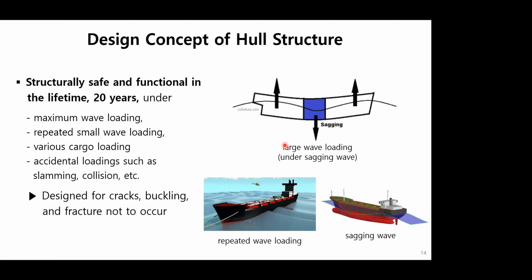Usually, the largest wave loading condition happens under the sagging wave, like in the figure: the mid part of the ship may bend down and both ends go up. Also, cyclic loading may continuously happen by encountering repeated wave loading.